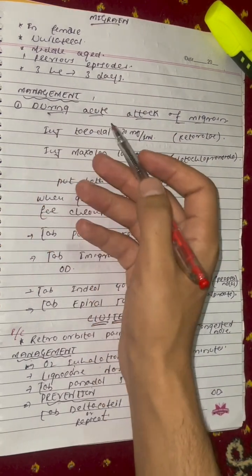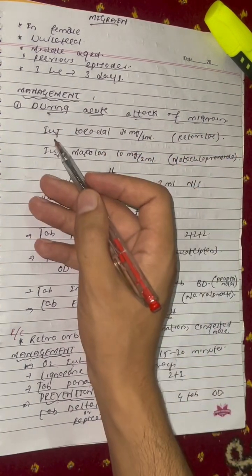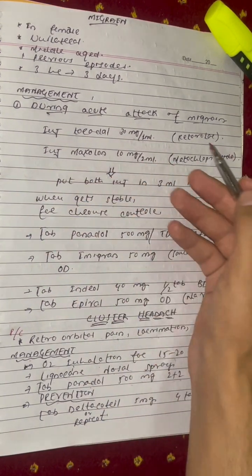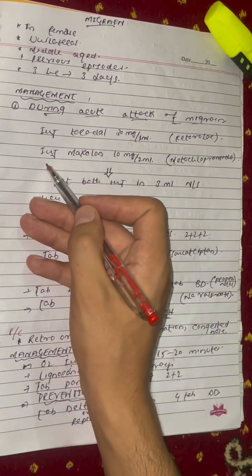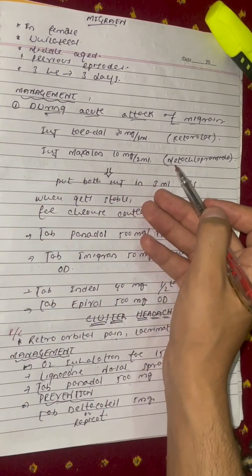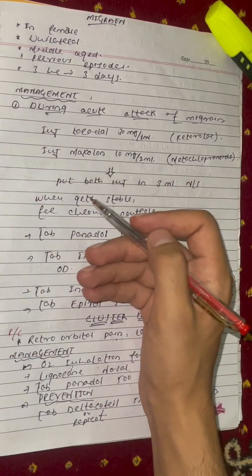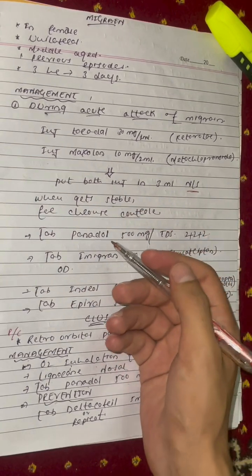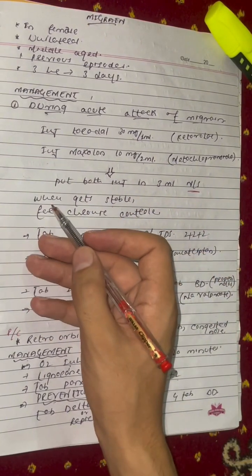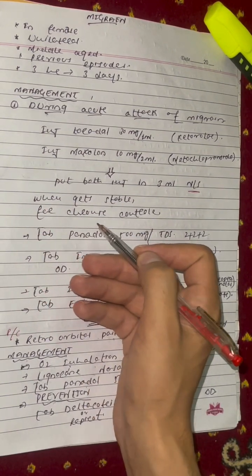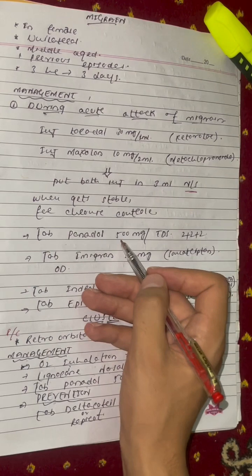During an acute attack of migraine, I will write injection Toradol 30 milligram per ml, which is basically ketorolac, injection Mexolon 10 milligram per 2 ml, which is metoclopramide, and I will put both injections in 3 ml of normal saline, right?